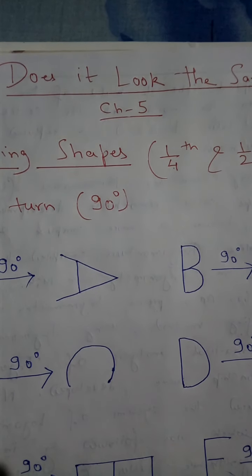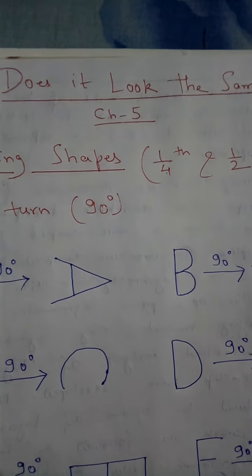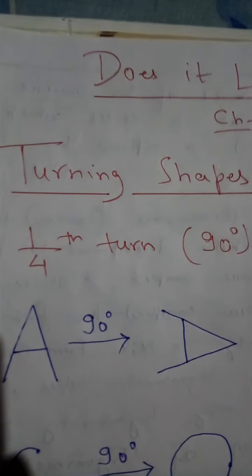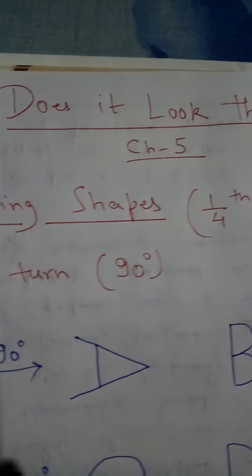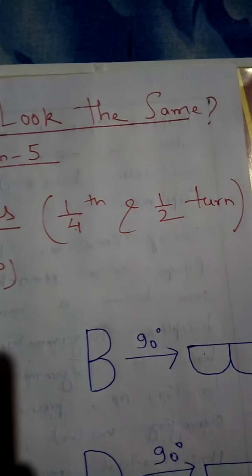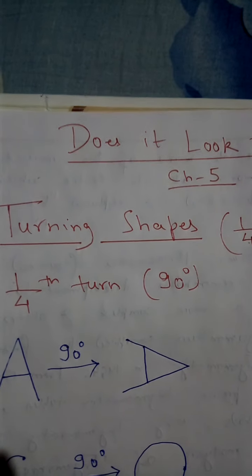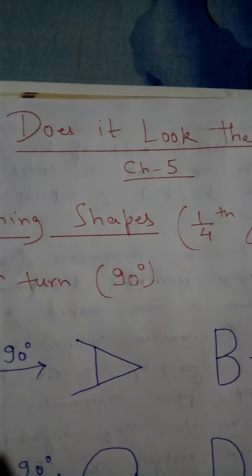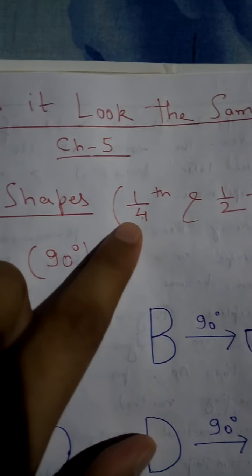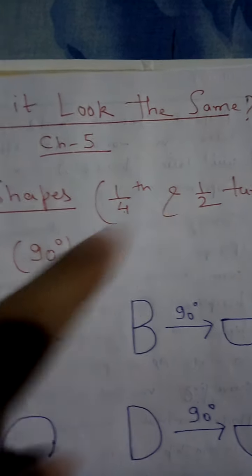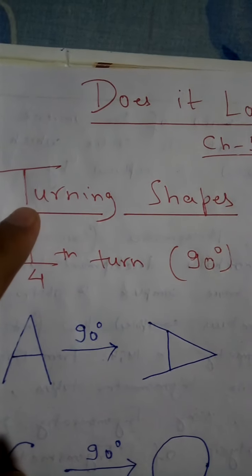So today, this is the last part of chapter 5. Our topic is turning shapes, 1/4 and half turn. Now what is the meaning of 1/4 turn? 1/4 turn means 90-degree turn, and half turn means 180-degree turn. And turning shapes means rotating the shapes.